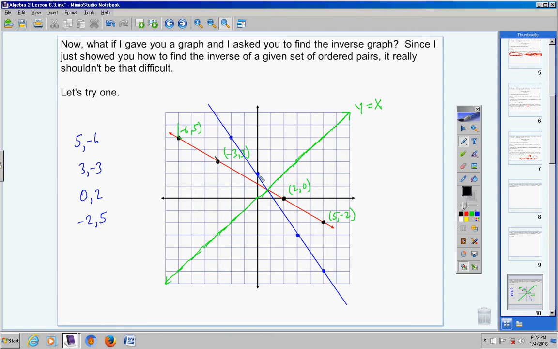Notice this ordered pair here. If I were to draw a line from the blue dot to the green line so that it's perpendicular and continue it, this blue point is the same distance from the green line as this point. See this black point here? If I drew a line that's perfectly perpendicular to the green line, okay?